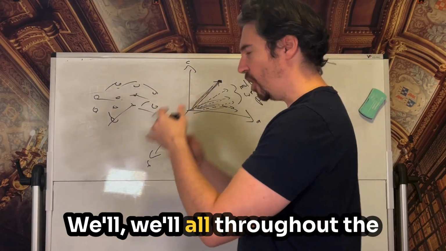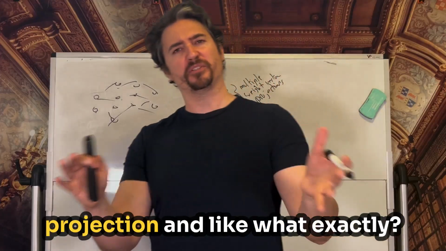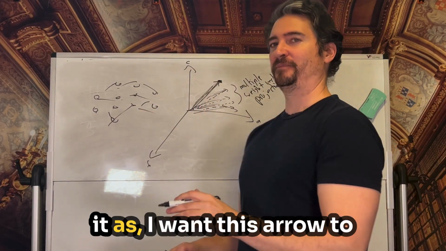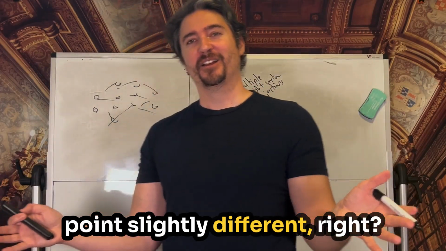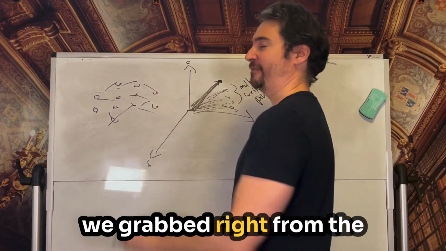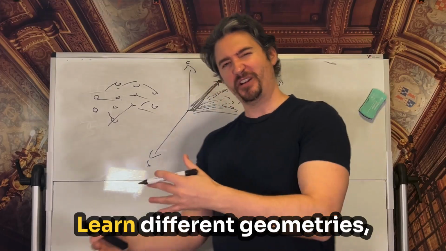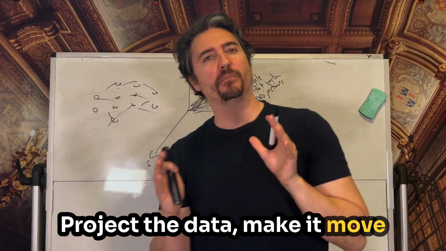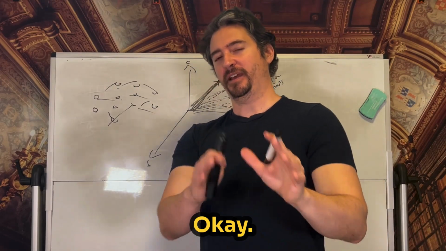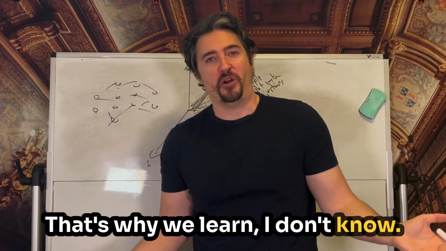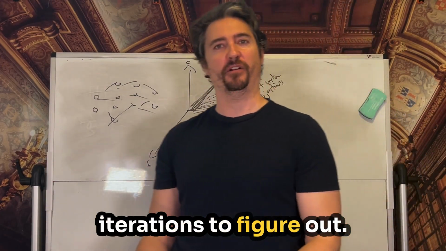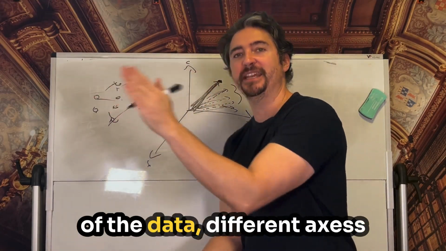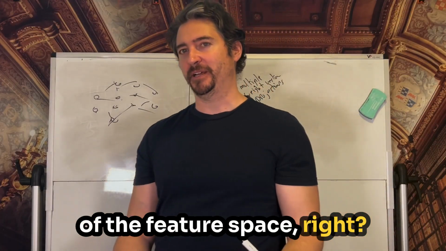Throughout the course, we'll get more into what exactly projection means. I don't want to do too much right now, but just think of it as wanting this arrow to point slightly different, because I don't think the thing we grabbed right from the beginning is exactly correct. Learn different geometries, different spaces, different coordinates; project the data, make it move along a different direction. What direction? I don't know. Deep learning is going to go through millions of iterations to figure that out. But think of it quite literally as different neurons giving you different projections of the data, different axes of the feature space. I think that's a good way to visualize it.